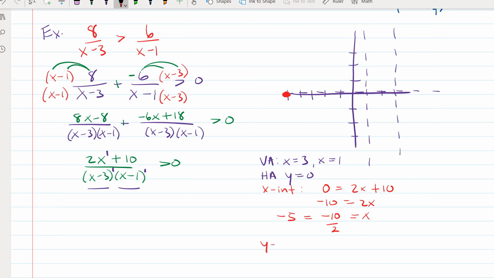Let's go ahead and find a y-intercept. That's when x is 0. So y is going to be 2 times 0, which is 0, plus 10, divided by 0 minus 3 times 0 minus 1. So we get 10/3 is our y-intercept, which is not approximate, but actually equal to 3 1/3. So we cross the y-axis at 3 1/3.